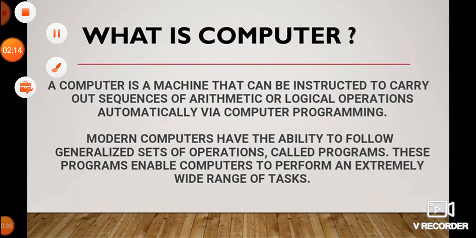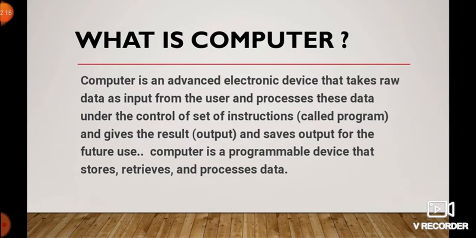What are the strengths and weaknesses of a computer? Before talking about its strengths and weaknesses, let's know how a computer system works. Okay, so let's have a look at this definition. A computer is an advanced electronic device that takes raw data as input from the user and processes this data under the control of a set of instructions called programs, and gives the result, meaning the output, and saves the output for future use. A computer is a programmable device that stores, retrieves and processes data.